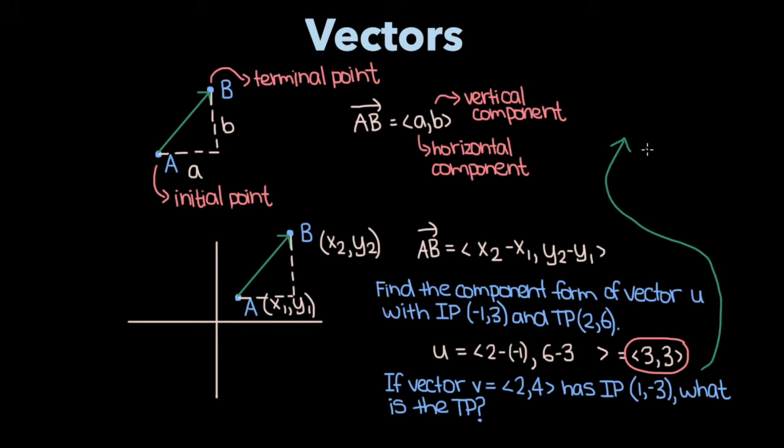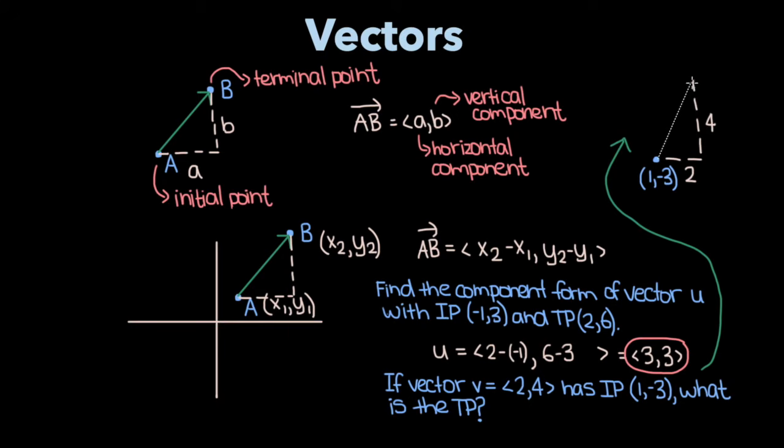Let's say the initial point is right here. Let's say this is 1 comma negative 3, and the vector v has the component form 2 comma 4. Then that means the horizontal component of the vector is 2, so we're going to move 2 units to the right in the x direction, and the vertical component is 4, so we're going to move 4 units up in the vertical direction.